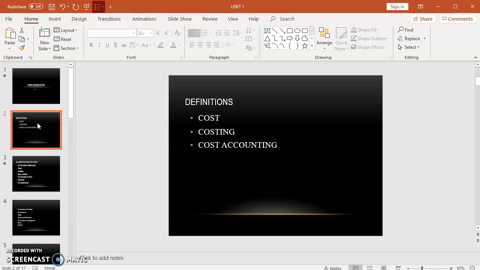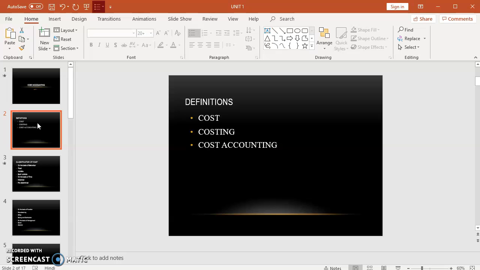Next we have cost accounting. Like you have learned what is cost and costing, now we'll see what is cost accounting. Cost accounting is basically the next step of costing. It involves analyzing relevant costing data, interpreting it, and presenting various management problems to management. This term is of utmost importance for the top management of any business.